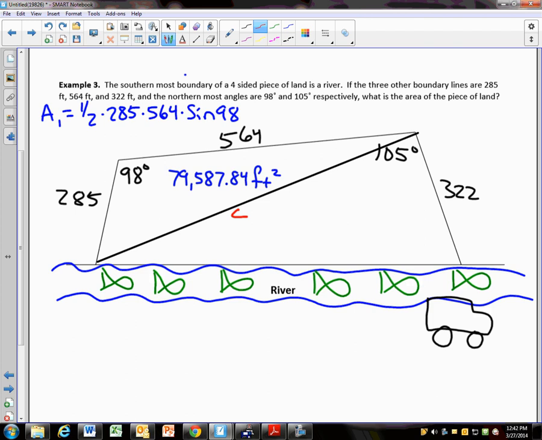Now, do you know this angle? No, we'll call it theta. Do you know this angle? No, we'll call it beta. So, do you know what theta plus beta is? 105. If I can find one of them, then I can find the other, right? So let's focus on side C first.